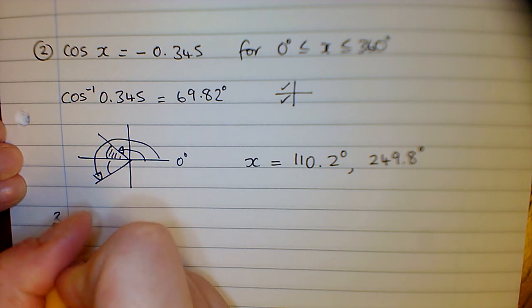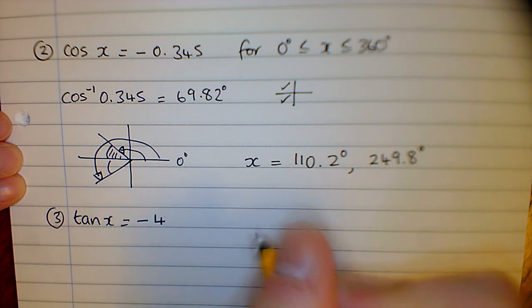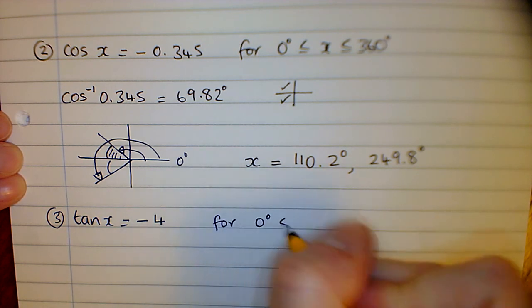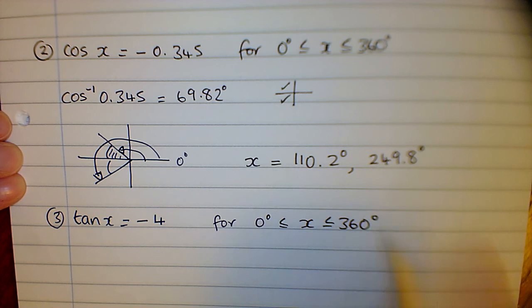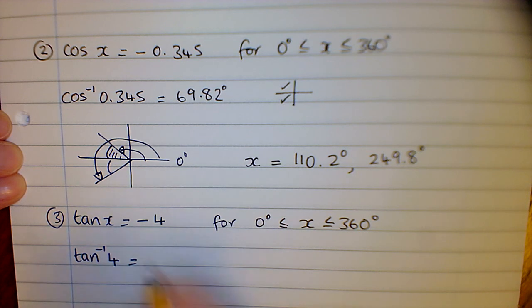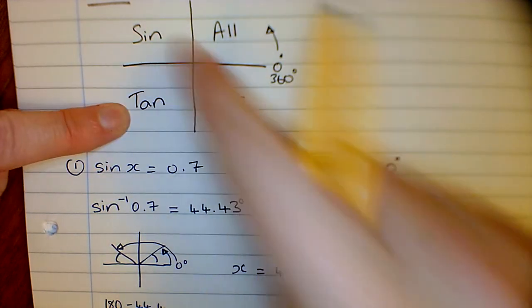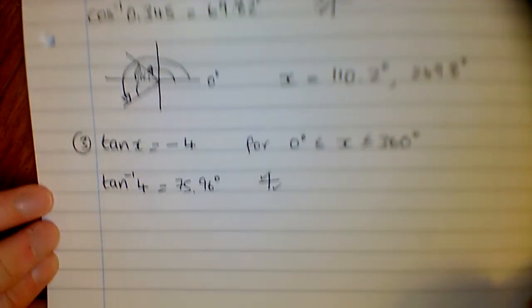249.8 degrees. And our third one then, tan x equals minus 4 for x between 0 and 360. Again, we ignore the minus sign, the diagram takes care of that, and do inverse tan of 4, and we get 75.96 degrees. It's tan and it's negative, so remember tan is positive in here and in here, so it has to be negative in these quadrants, so we're looking for these two.